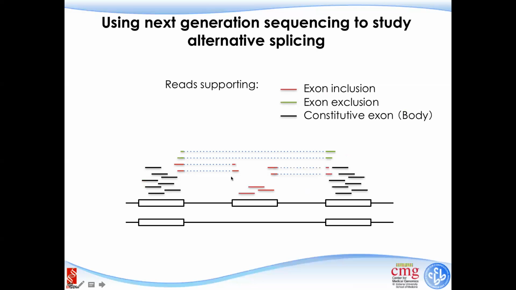And for the reads that are mapped to the junction region between these two exons, we may determine the exon inclusion. That means the expression of the isoforms with the inclusion of this exon. And also the reads with two sides mapped to the right side of one exon and the left side of another exon may suggest the exon exclusion.